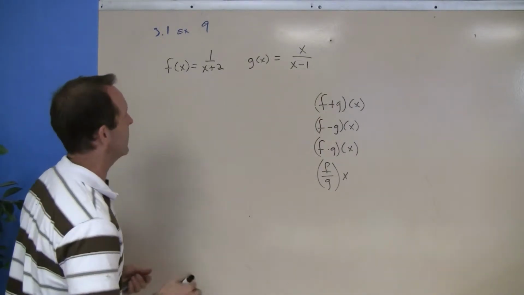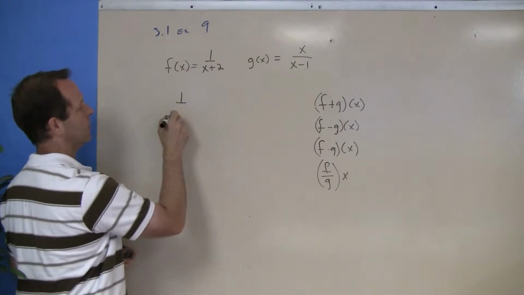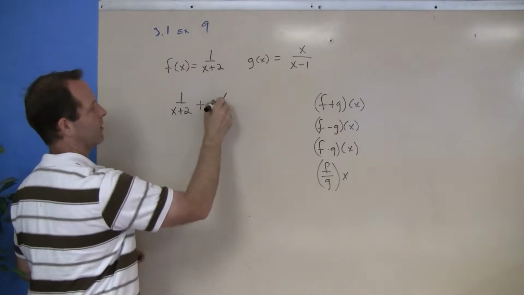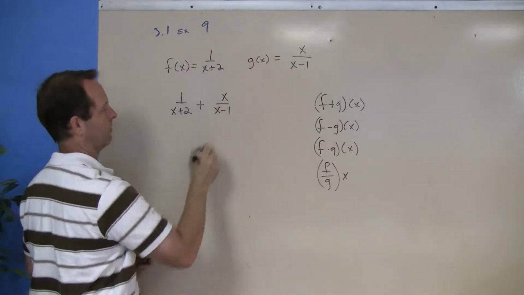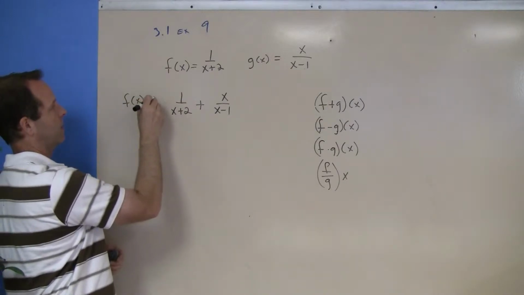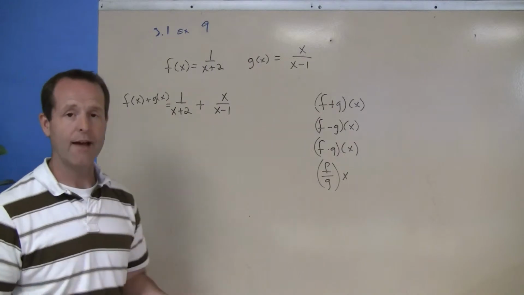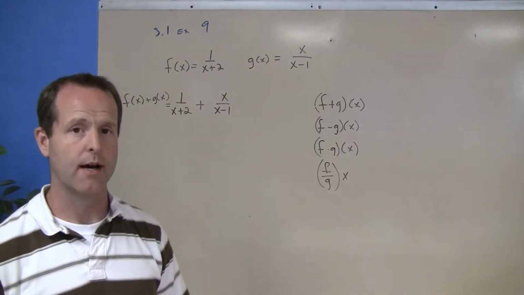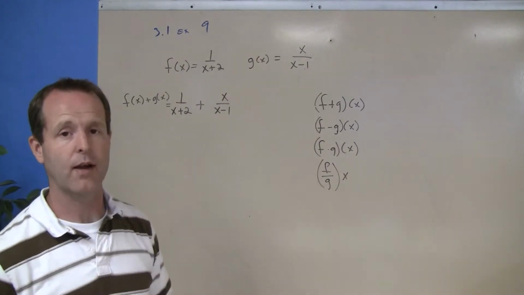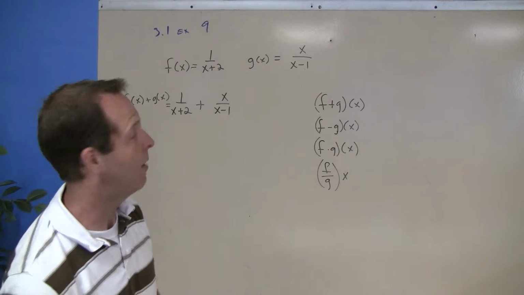Well, what that is asking then is basically f of x, which is 1 over x plus 2, plus g of x, which is x over x minus 1, or f of x plus g of x. And then I would add those two rational expressions on up. Now remember, right now I would not be able to add those rational expressions until I get common denominators, but that's just a hint for you as you continue to explore that problem.